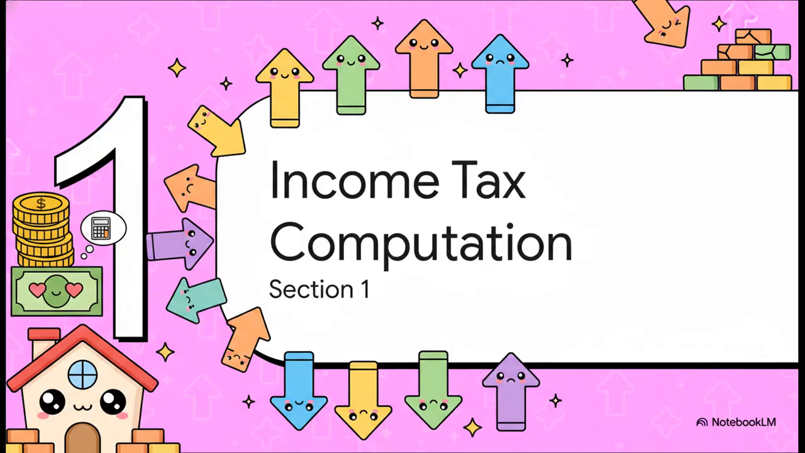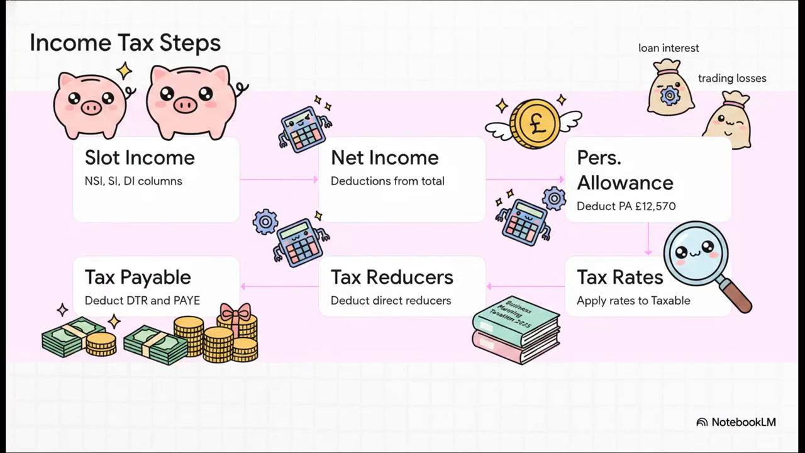All right, Section 1. This is the absolute core of personal tax. We really need to take our time here because you need to understand the strict chronological logic, not just the numbers. If your foundation is wobbly, well, the whole house comes down. Walk through this structure with me. It's a very strict six-step waterfall.